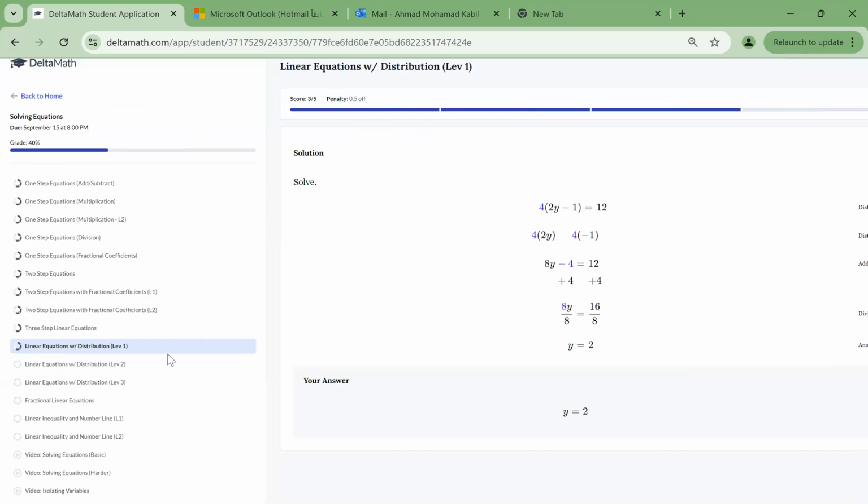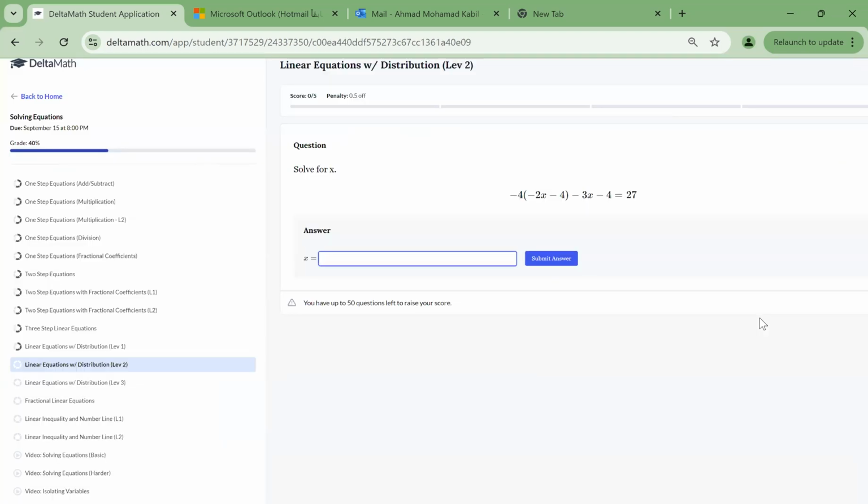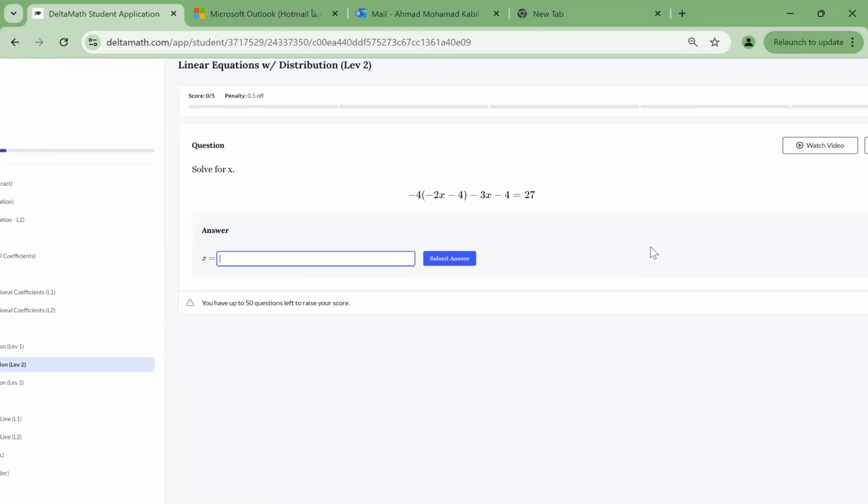Now let's move to the more advanced level, level 2. So in this case, I would advise you to start distributing to make life easier. Let's just distribute the -4 on both terms in the bracket. -4 times -2x gives us positive 8x. -4 times -4 gives us positive 16. Minus 3x minus 4 equals 27. 8x minus 3x gives us 5x. 16 minus 4 gives us positive 12.